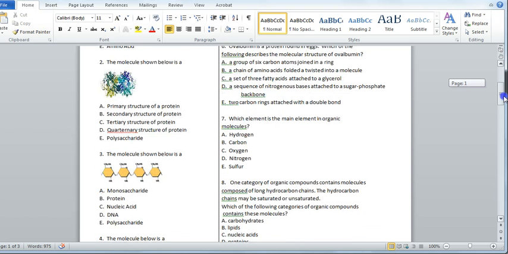All right. And number 2, the molecule shown below is a primary structure of a protein, secondary structure of a protein, tertiary structure of a protein, quaternary structure of a protein, or a polysaccharide. And before you have a heart attack, we didn't get into all the levels of structure of a protein yet, but we will when we talk about how proteins are made. But I wanted to show this picture just because by now you should be able to recognize that this is a protein. Okay, and for our purposes, what you need to know is what the monomer of a protein is.